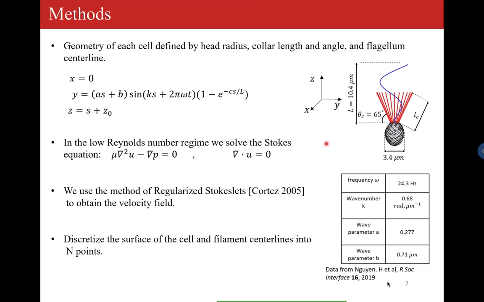The method we use is the method of regularized Stokeslets. We discretize the surface of our cell with Stokeslets and find the forces on each one of them, which consequently allows us to find the velocity at any point in the space as a superimposition of the effect of those Stokeslets. And the geometry parameters that we use, we take them from the Nguyen et al.